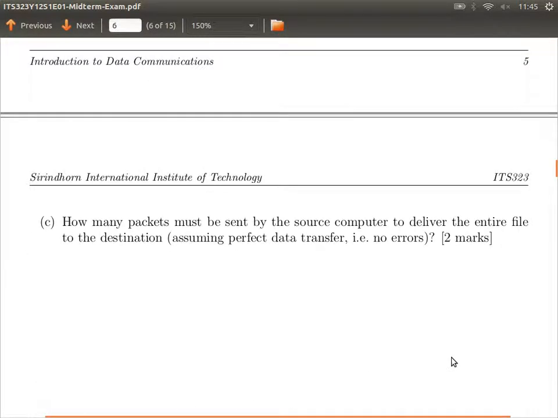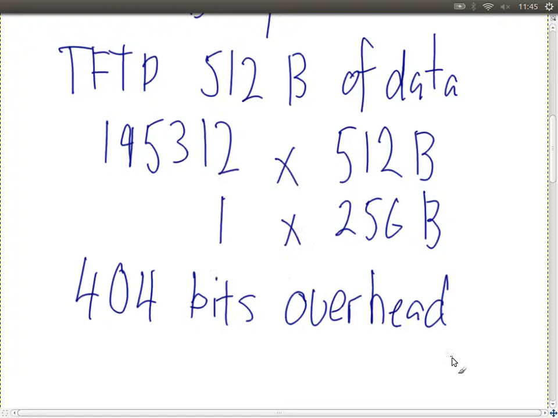How many packets must be sent by the source computer to deliver the entire file? If there are no errors, what's the answer? It's 195,313. Okay? It's 195,312 at this size plus one at this smaller size. So how many packets in total? It's the sum of those two.